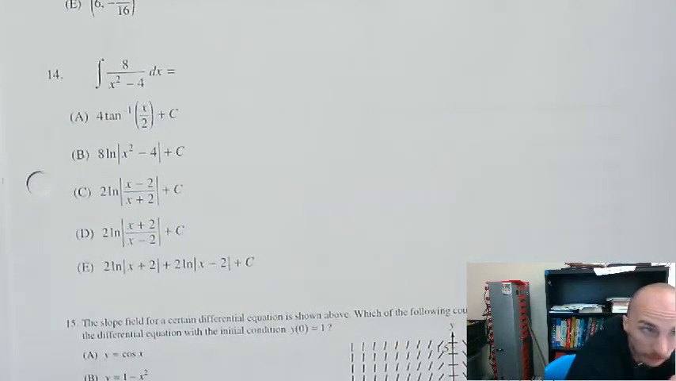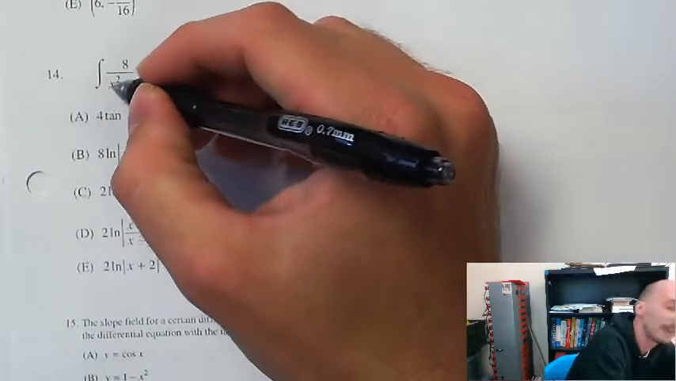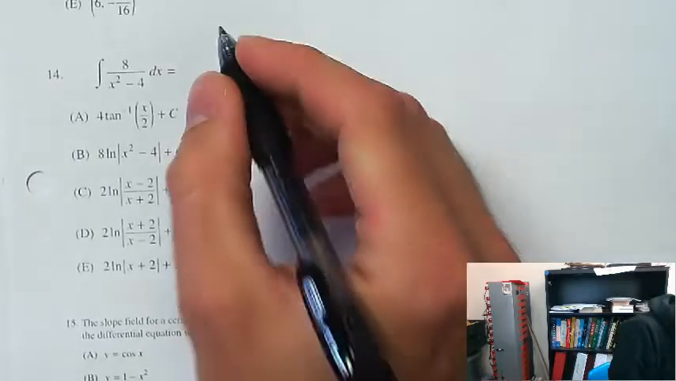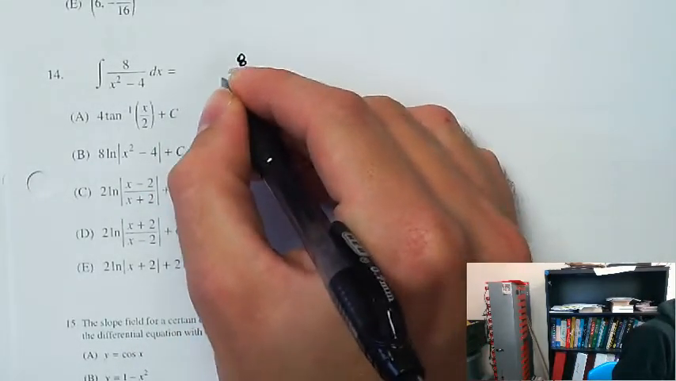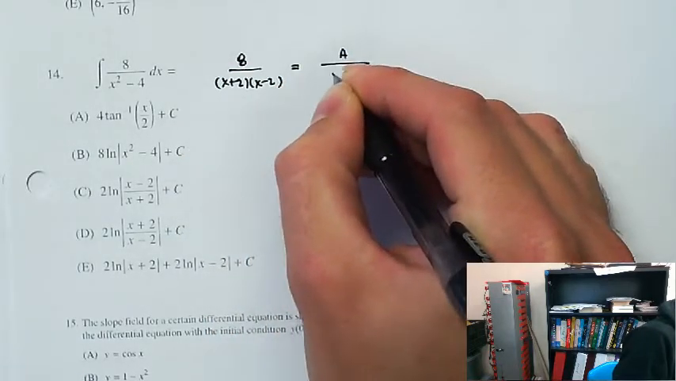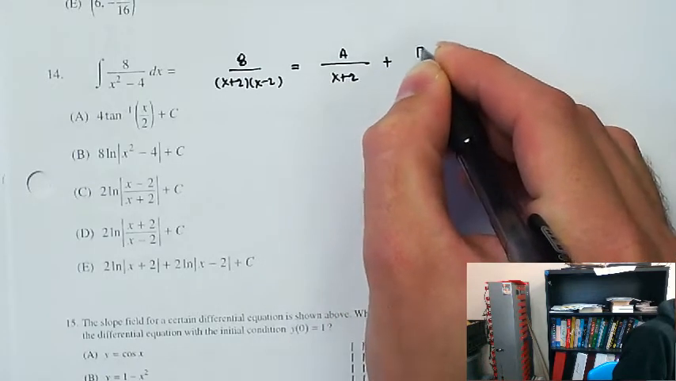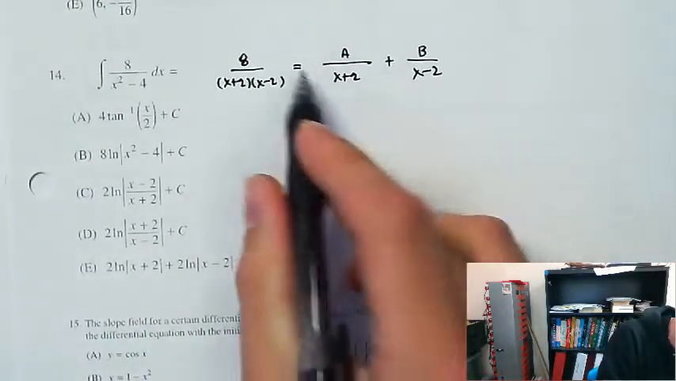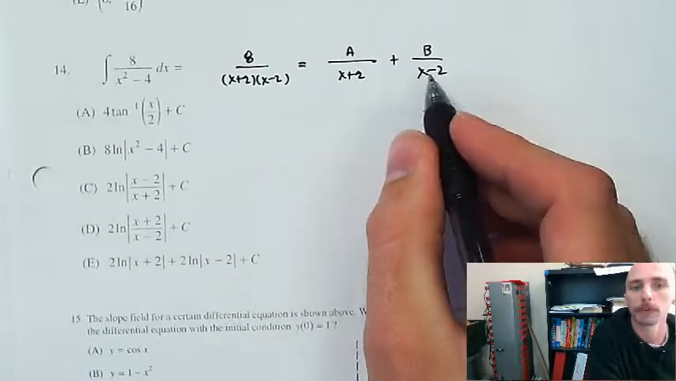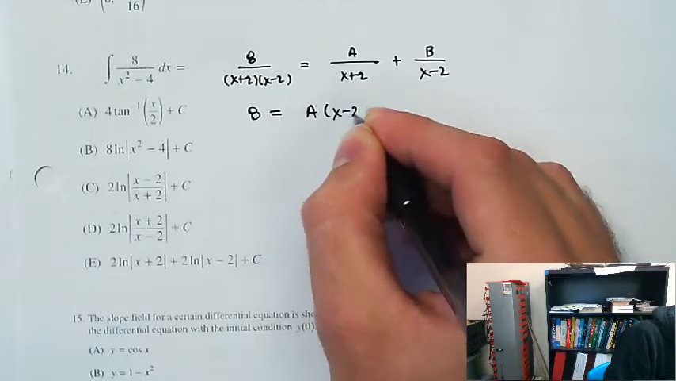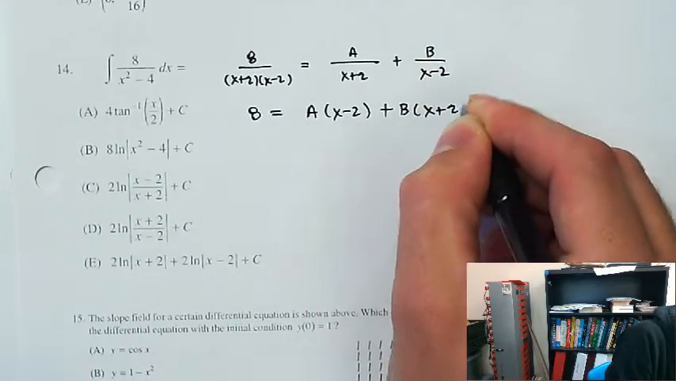8 over x squared minus 4, integrated. We're going to need to do partial fractions because I'm seeing second degree in the denominator. It's factorable, so that's automatic partial fractions, pretty much. So 8 over (x plus 2)(x minus 2), I'm going to be able to rewrite that as A over x plus 2 and B over x minus 2. And then I'm going to multiply both sides by (x plus 2)(x minus 2). And that'll be 8 equals A times (x minus 2) plus B times (x plus 2).